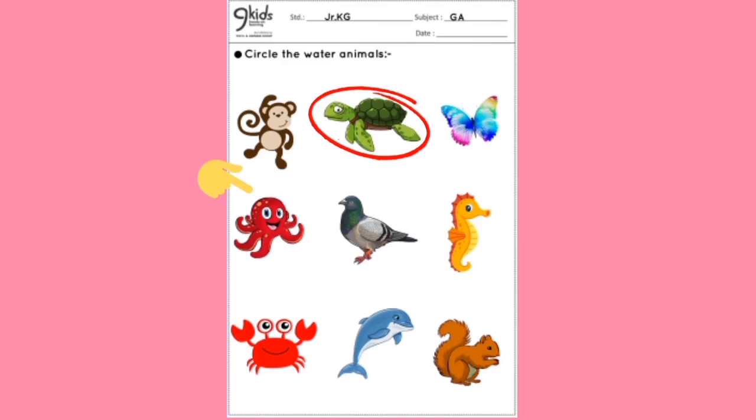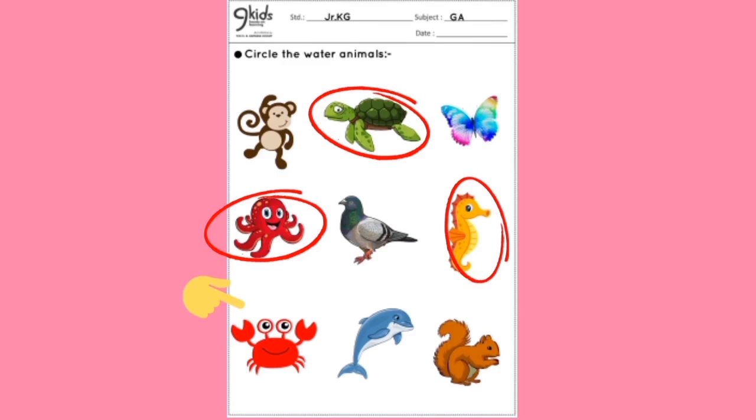Next is octopus. It is a water animal, so we will circle it. Then it is a pigeon. It is not a water animal, so we will not circle it. Next, it is a seahorse. It is a water animal, so we will circle it.